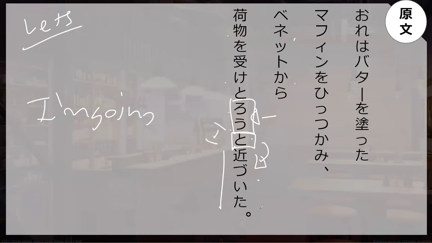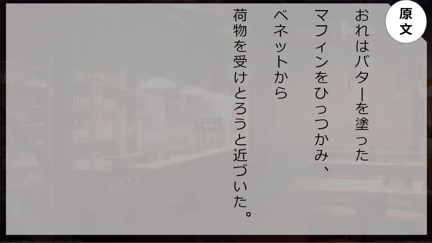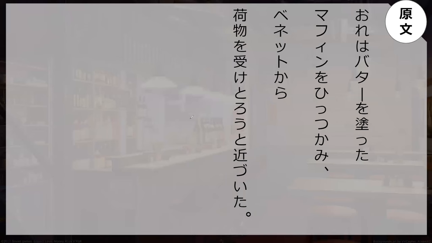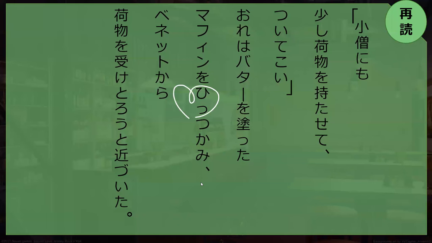I just have to say if in English for this, but when you're going to take luggage from Benetto, you have to get close to Benetto, right? You can't take the luggage from him if you're not close to him. So that's why the to is in there. This event happened and then this event, but the first event is deciding to go to take the luggage. Because Khan's a good boy. The first event happened in his mind. It doesn't happen in reality yet. Exactly. Perfect.